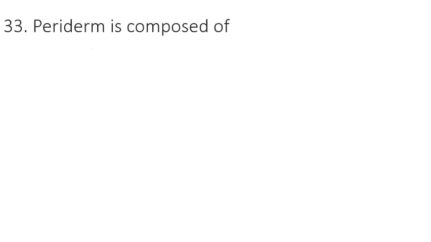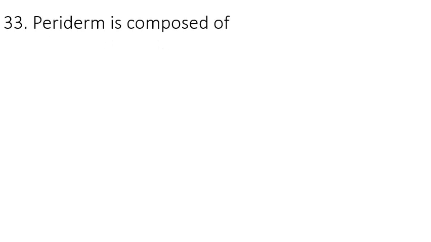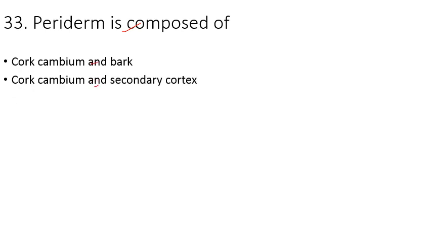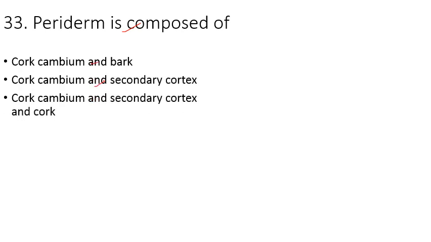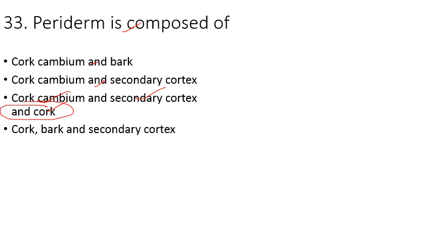The next question is from anatomy: periderm is composed of. Our options are cork, cambium and bark; cork, cambium and secondary cortex; cork, cambium and secondary cortex; and cork, bark and secondary cortex. So the right answer is cork, cambium, secondary cortex. These three layers lead to the formation of the layer known as periderm.